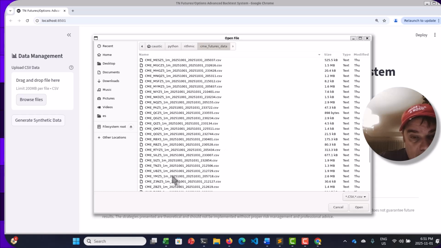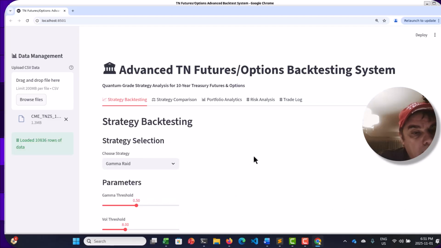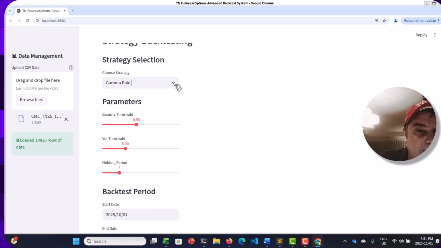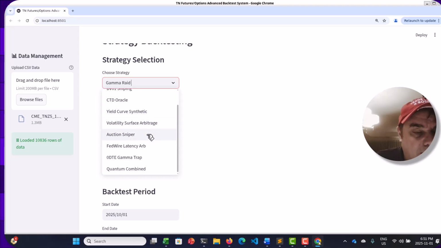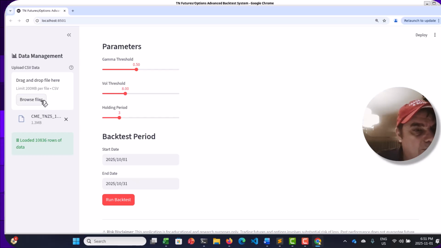We're going to look for TN right here. That's pretty good. That's pretty small actually. So we got 10,800 rows. Here are our strategy types right here. We've got the gamma ray, the DVO1, CTD Oracle, yield curve synthetic, volatility surface arbitrage, action sniper, Fedwire latency arb. This is the zero DTE gamma trap and quantum combined. Okay, so we've got our data loaded.